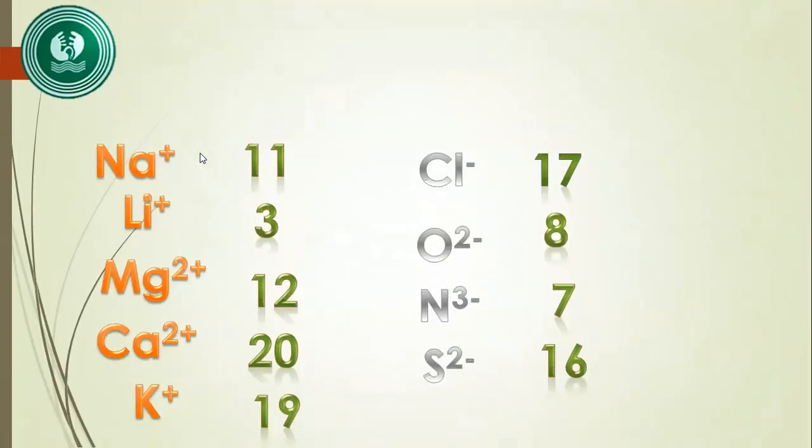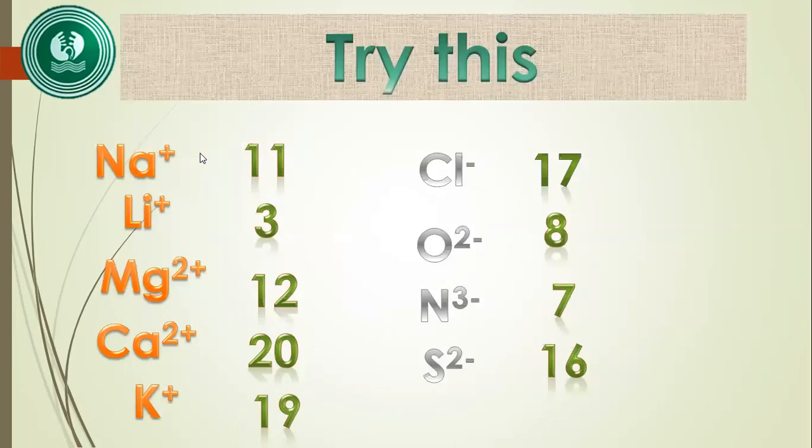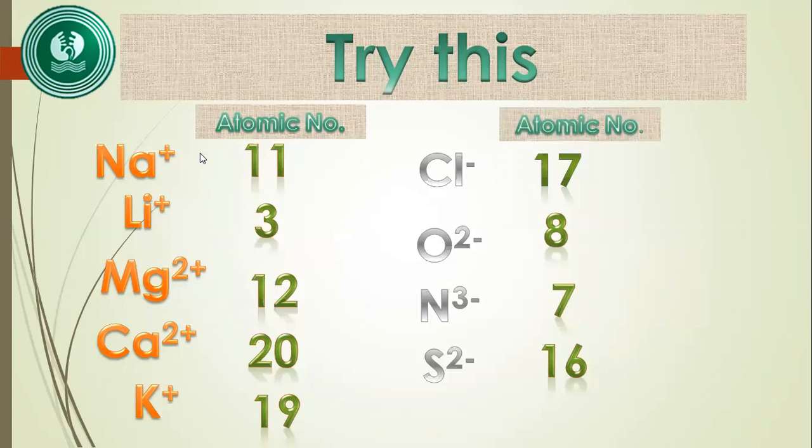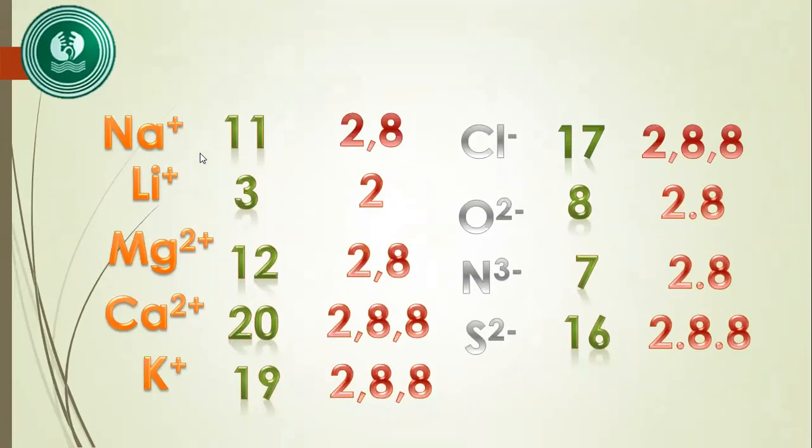Some questions are given. You try these. The atomic number of each element is given, and the question is to write the electronic configuration of each ion, the positive cations and the negative anions. The answers for this question are in the following slide. See the answers. You can compare your written answers with these correct responses.